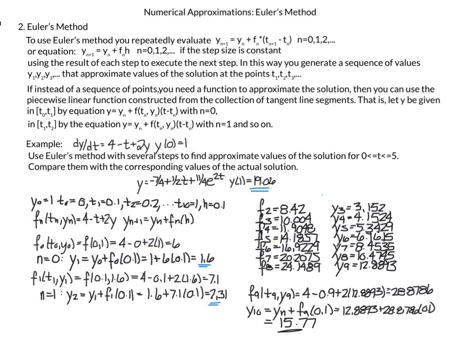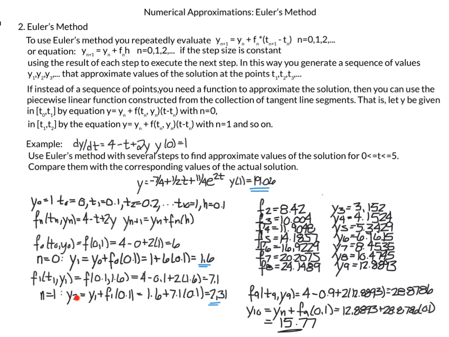So that will give me 4 minus t, which is 0, plus 2 times y, which is 1, is equal to 6. Now I'm going to plug into my formula here, y of n plus 1, so n is equal to 0. So y1 will equal y0 plus f naught times h, and h is 0.1. So I have my 1, my y naught, my f naught, which I just calculated as 6, and my 0.1 is my h, and I get 1.6.